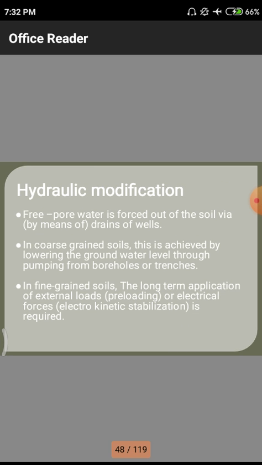Next, first we have roller modification. After that we have hydraulic modification. Mainly this hydraulic modification is used for the improvement of soil properties. First of all, pore water is forced out of the soil via drains or wells. Drain is a word used to leach out a particular amount of water on the surface of a particular soil strata.